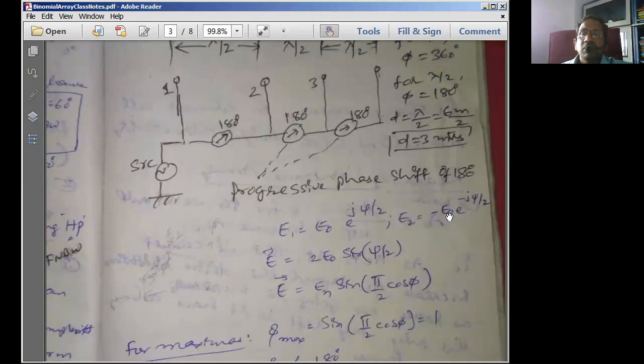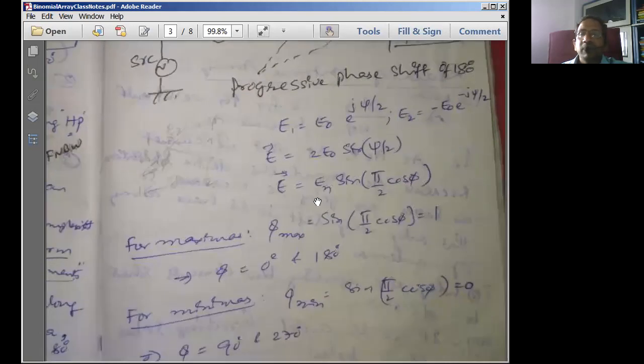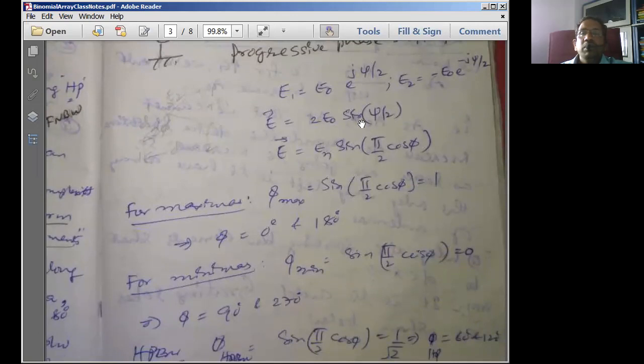Since the phase difference is 180 degrees, what we write here as E2 is equal to minus E0 into e power minus j xi by 2. Definitely even in E2 we have some time delayed signal. Therefore we write here e power minus j xi by 2, e power plus xi by 2. Rest of the things are absolutely the same. No change here in the equations. So E is equal to 2 into E0.